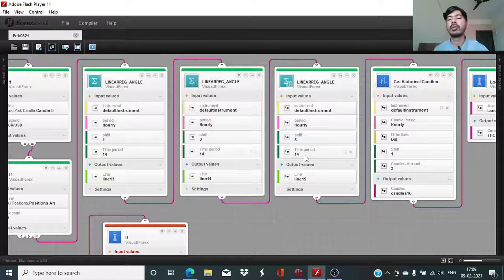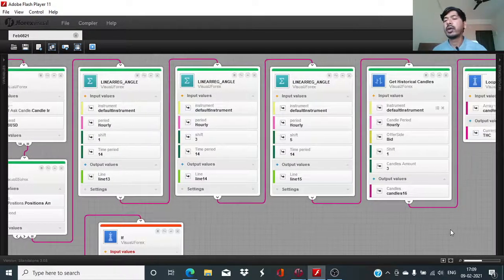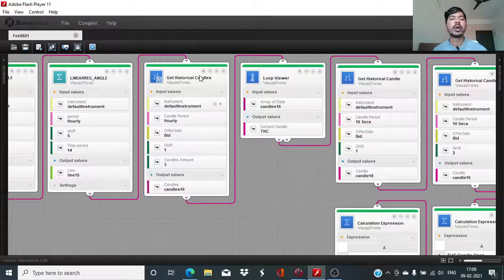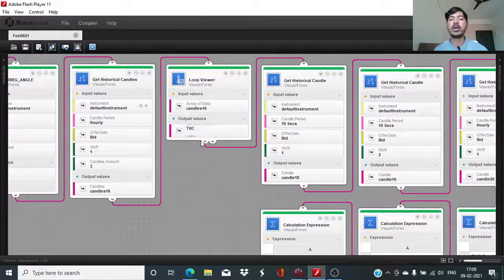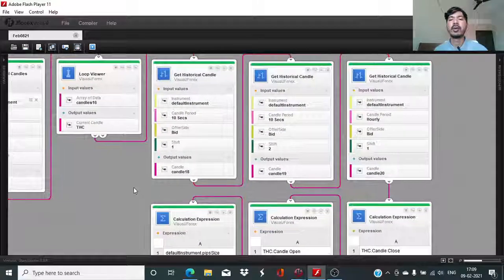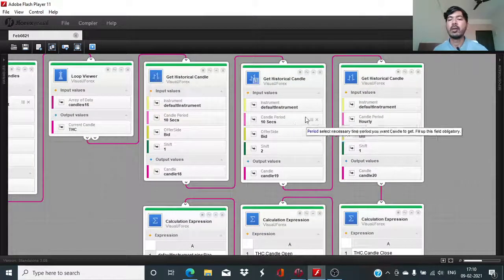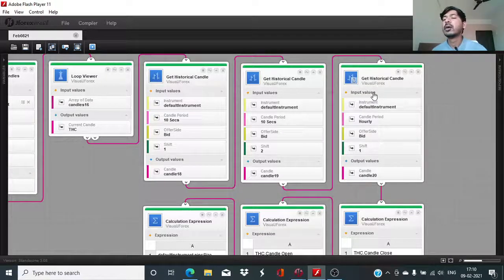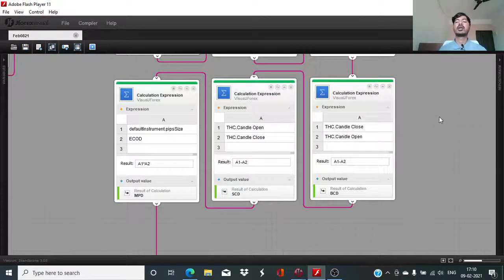The output values of these three blocks will be utilized to do the comparison to see how the linear regression angle is unfolding. Then to get the price action data, the get historical candles is being used in conjunction with the loop viewer to retrieve the individual characteristics as and when needed. The 10 seconds historical candle blocks pinpoint the exact entry and exit point in conjunction with this hourly candlestick, and make sure there is enough buying or selling momentum while executing the trade.